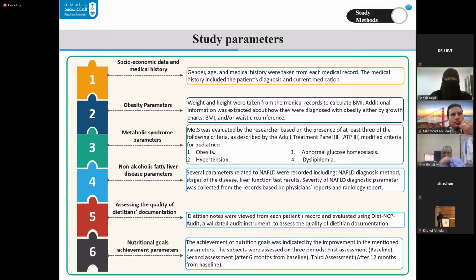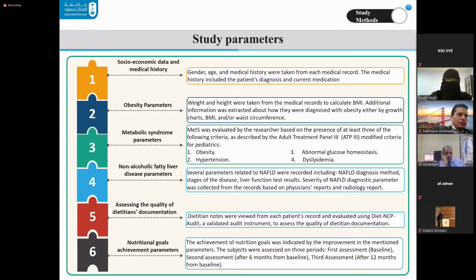For metabolic syndrome parameters, we evaluated metabolic syndrome based on the Adult Treatment Panel definition, with modified criteria for pediatrics, including obesity, hypertension, abnormal glucose homeostasis, and dyslipidemia. If the subject has 3 or all of those criteria, then we will consider them metabolic syndrome patients. For NAFLD, we took the NAFLD diagnostic method, the stage of the disease, and liver function test. Those were based on the physician reports, radiology reports, and pathology reports.